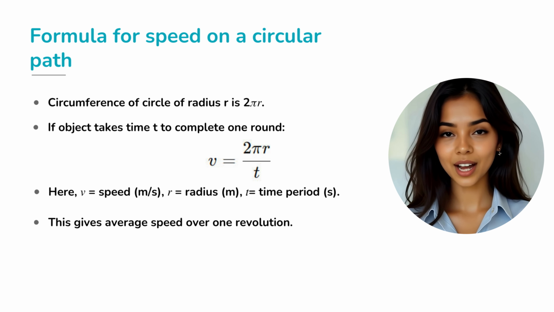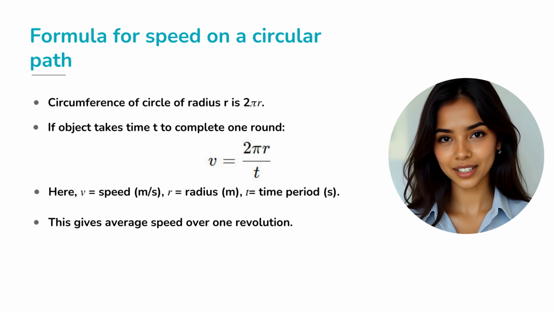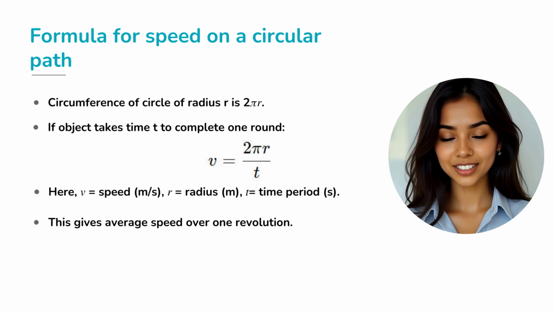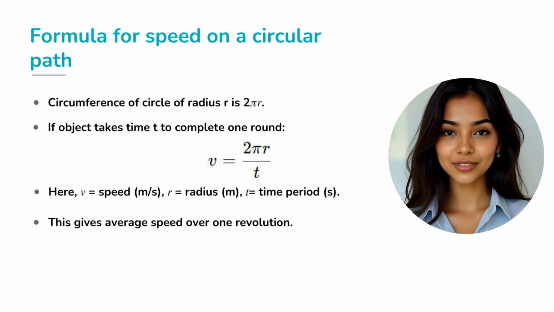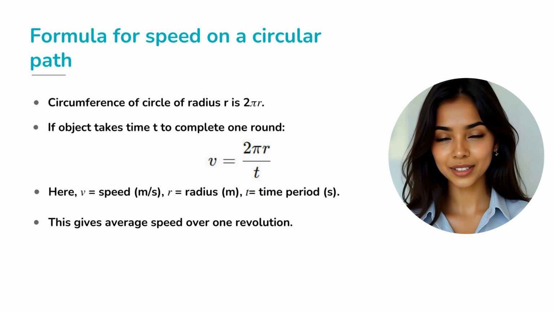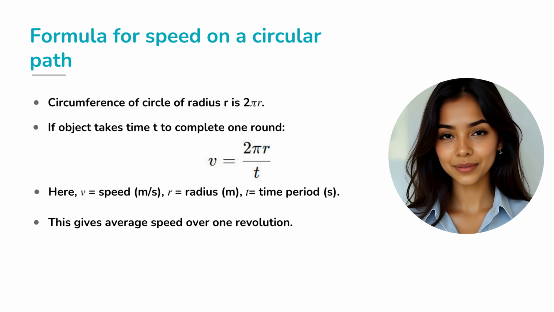Let's now find out how to calculate speed in circular motion. The distance covered in one round is the circumference of the circle, which is 2 pi r. If the time taken for one round is t, then the speed is circumference divided by time. So the formula becomes v equals to pi r divided by t. Here, v is the speed, r is the radius, and t is the time period. This single formula helps us connect the geometry of the circle with the motion of the object.